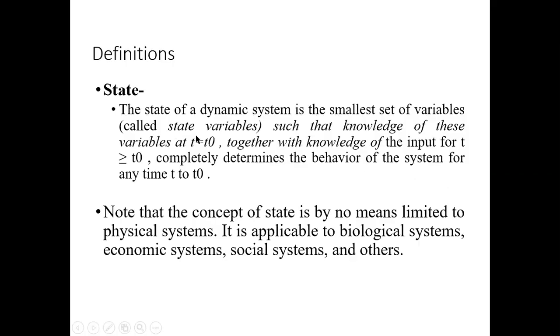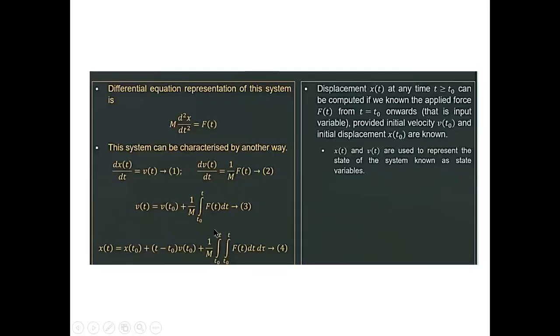So what we can see here, the definition of state: a state of a dynamic system is the smallest set of variables called the state variables, such that knowledge of these variables at t equals t0, together with the knowledge of the input for t greater than or equal to t0, completely determines the behavior of the system for any time t greater than t0. Correct. So that is the same definition you can verify here.